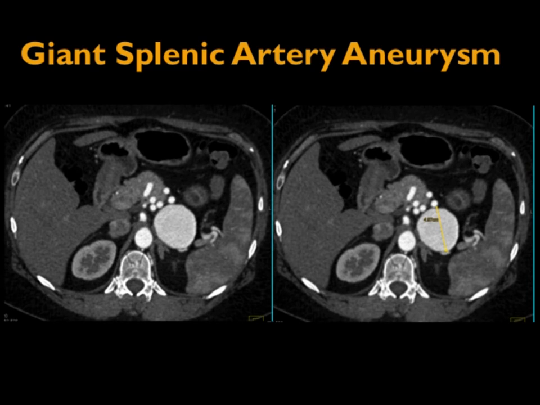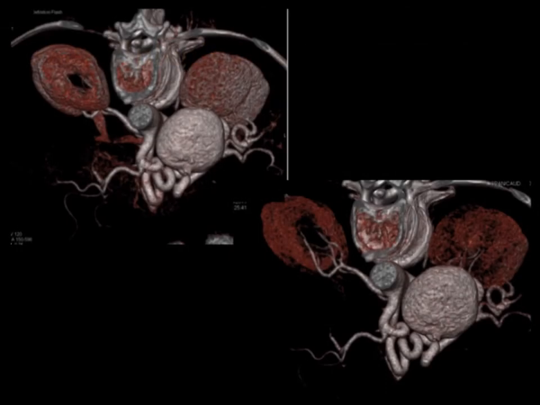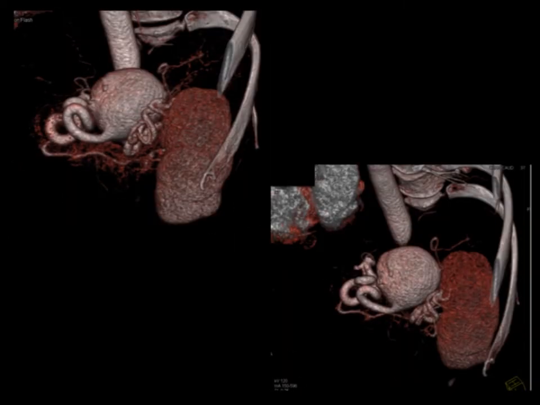And then, of course, they can be large. Look at the size of this splenic artery aneurysm. You can see this is not something that can be embolized. This is something that will be resected. Here it is in 3D, just a very, very pretty picture of a giant splenic artery aneurysm. And here it is again.